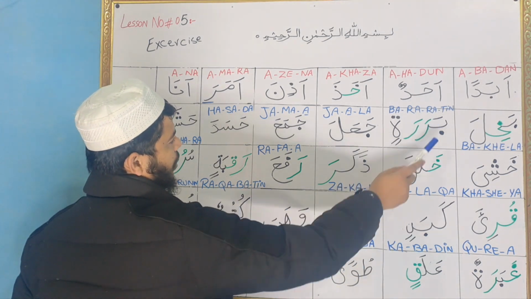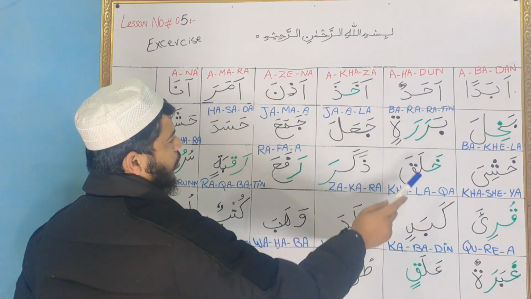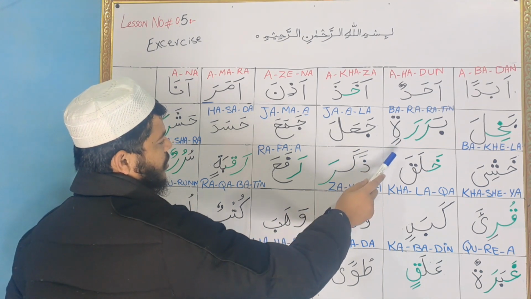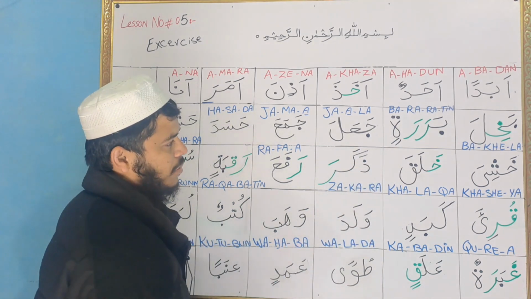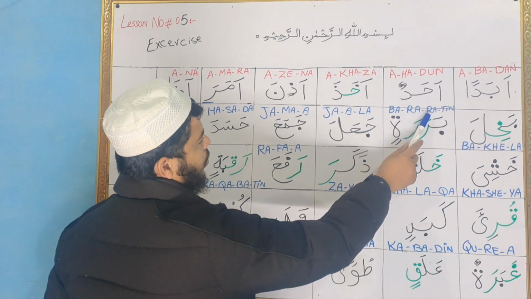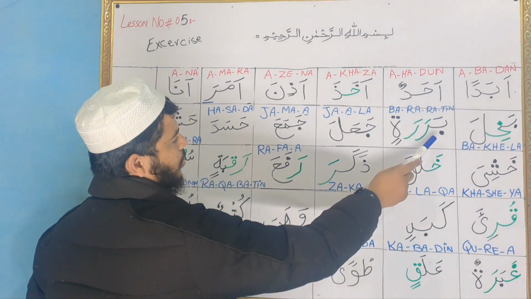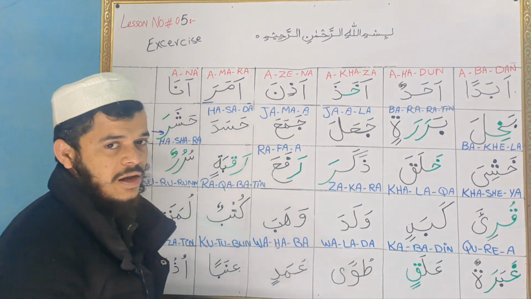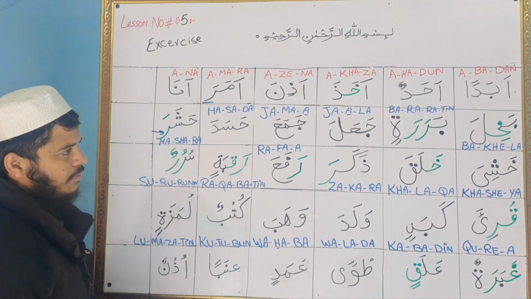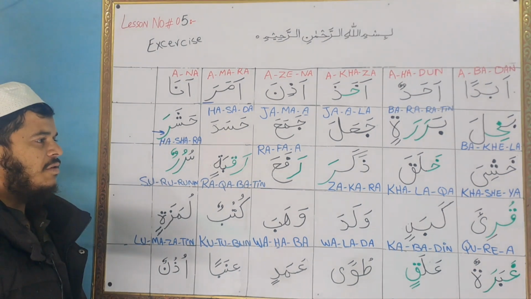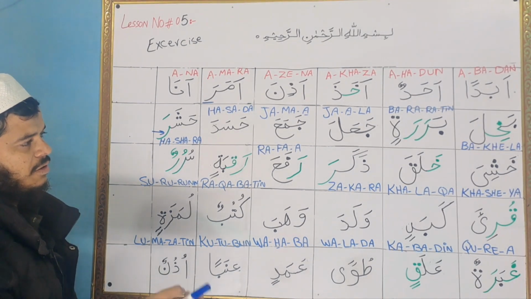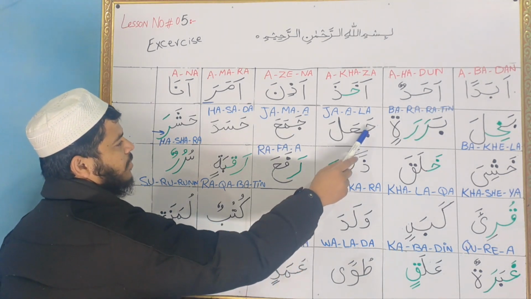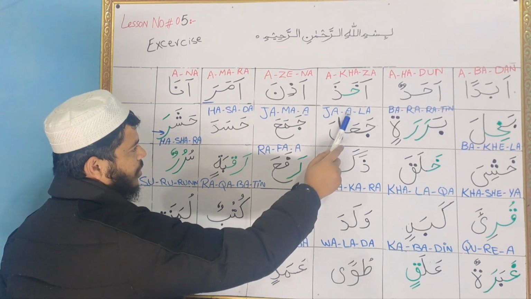Ba Fatha Ba, Ra Fatha Ra, Ta two Kasra Tin, Ba Ra Ra Tin as a word. It is a word. Basically we are going to learn the simple words that can be made by just one Fathah, Kasrah, Dhamma and Tanween.